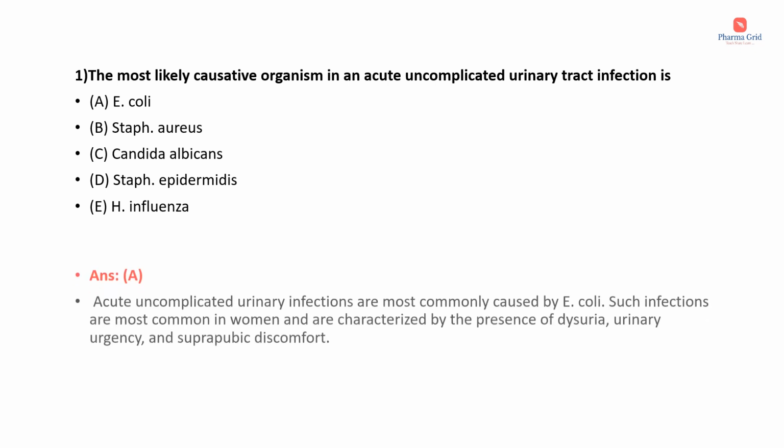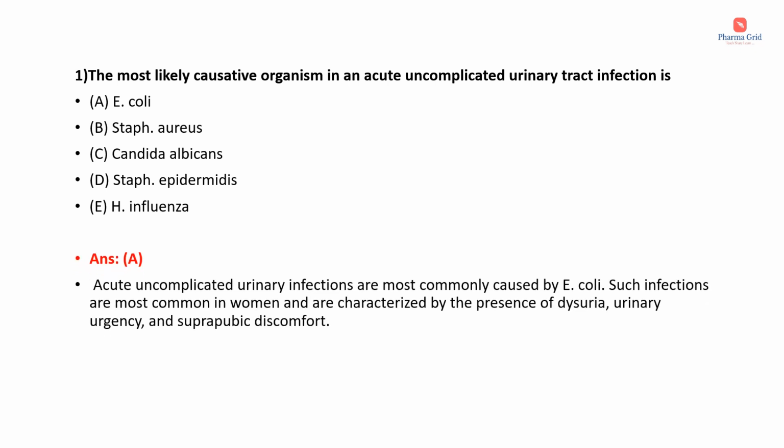So here the correct answer is option A, that is E. coli or Escherichia coli. Acute uncomplicated urinary infections are most commonly caused by Escherichia coli. Such infections are most common in women and are characterized by the presence of dysuria, urinary urgency, and suprapubic discomfort.